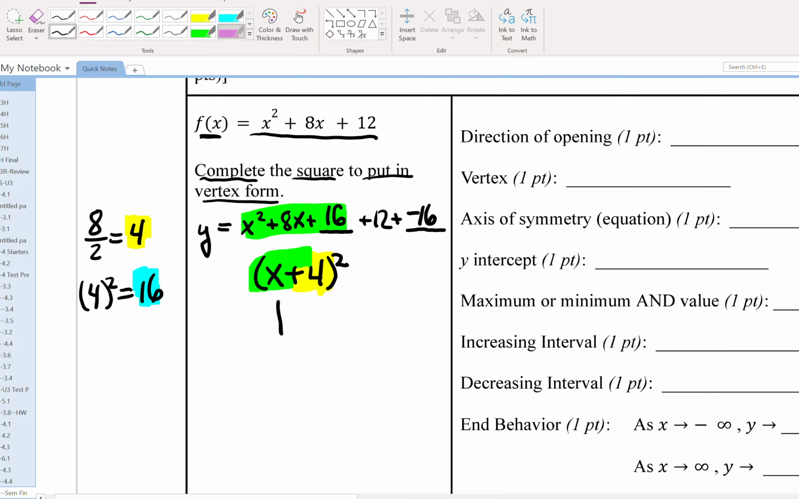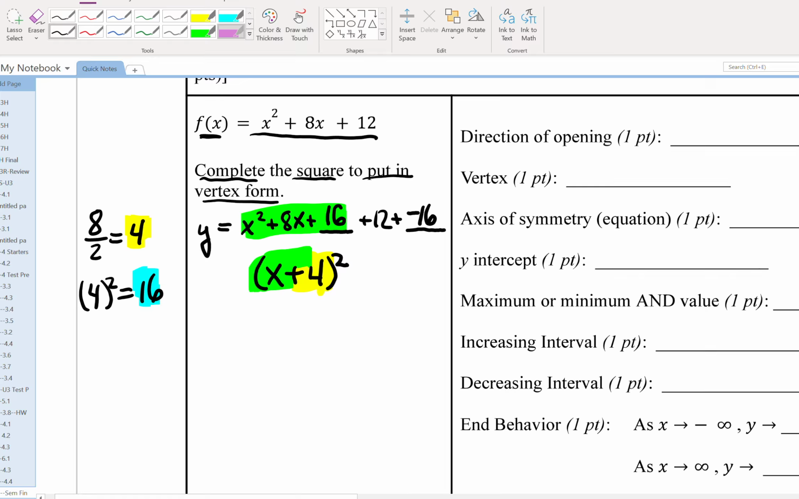If I square that, square the first term, x squared, that gives me the first term there. And I square the second term, 4 squared, that's the 16. And then you multiply and double, so 4 times x is 4x, and then doubled would be 8x, and that's the middle term. So that is what this thing looks like when it's factored.